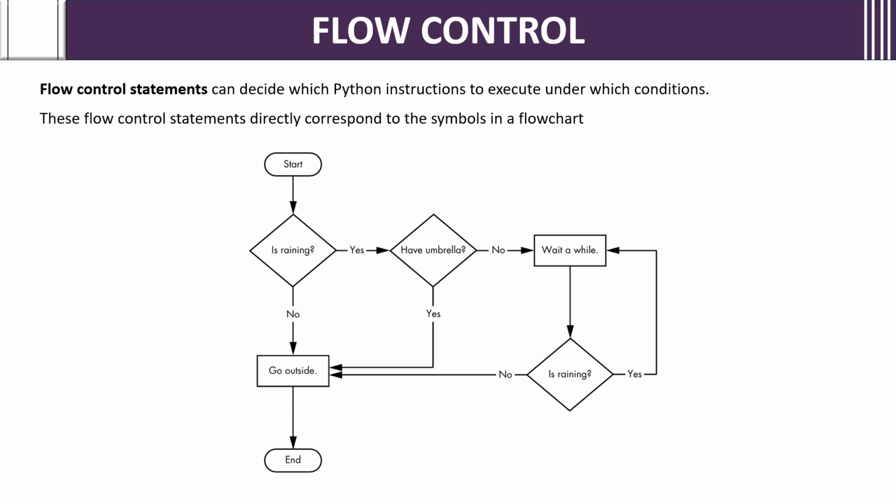This diamond shape, or the rhombus shape, is for the condition, yes or no conditions. The rectangle shape is the action, what to do. We need to wait or we need to go. It depends on that. The rectangle we can write for the action, and this rhombus is for the condition, yes or no.